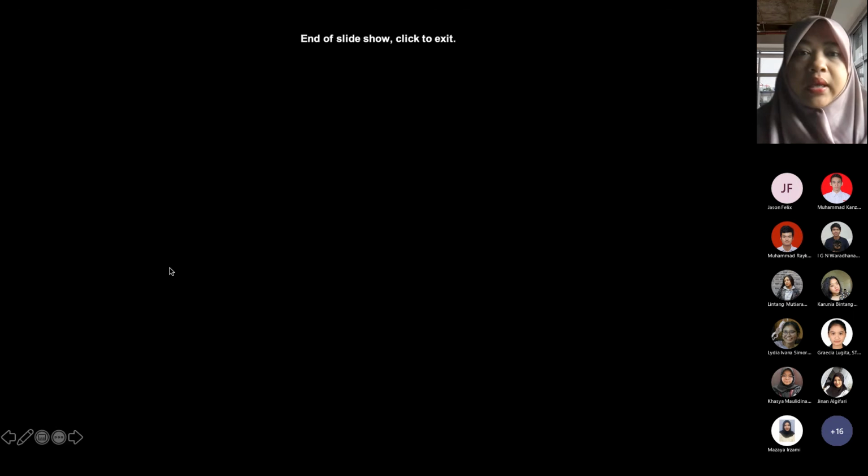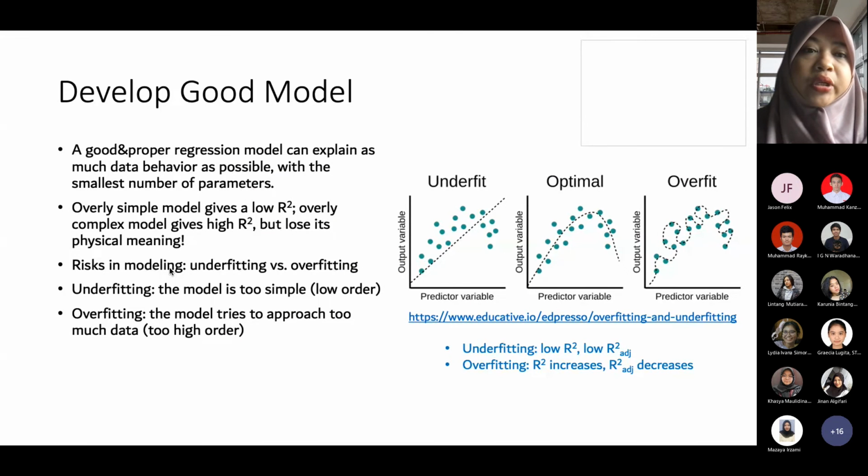Okay, so as the conclusion, to develop a good model we need 2 hours for regression, because you will find regression a lot in your chemical engineering lab, in your research, and in your work later on. A good and proper regression model can explain as much of the data behavior as possible with a small number of parameters. An overly simple model will give a low R.